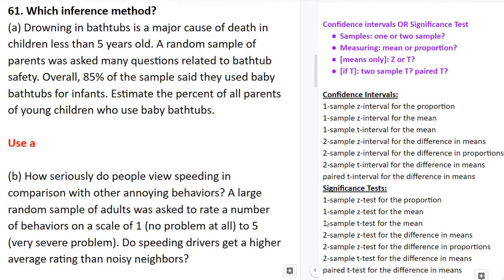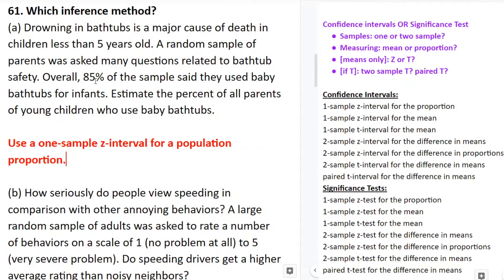For the first test, because we're being asked to estimate a proportion, you have 85% of a sample, and we're trying to estimate the percent of all parents who use these baby bathtubs. Because we're estimating a percentage, it's a proportion, so right there we know that, and there's only one proportion that we're estimating, not more than one. There's not more than one sample. So this is a one sample Z interval, because it's a confidence interval, since we're estimating a value for a population proportion. And we're always inferencing about the population, so we're never going to be making an interval for a sample.